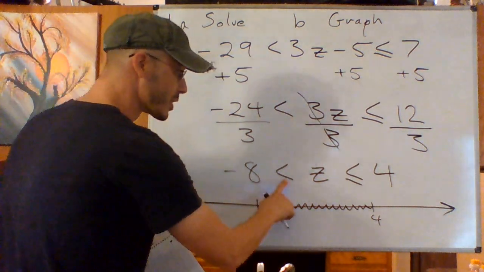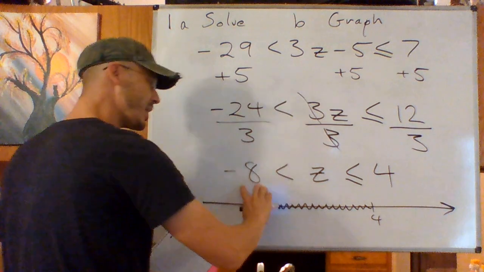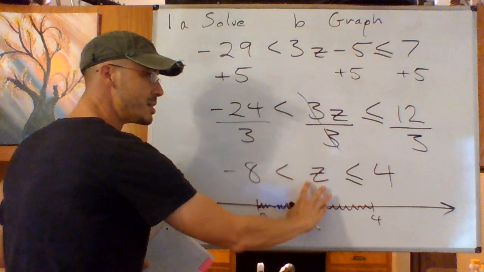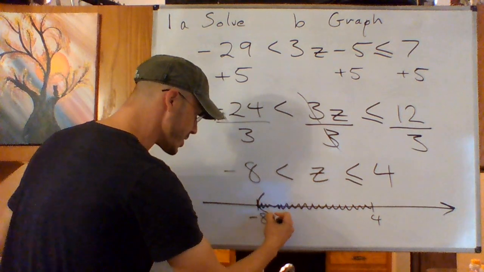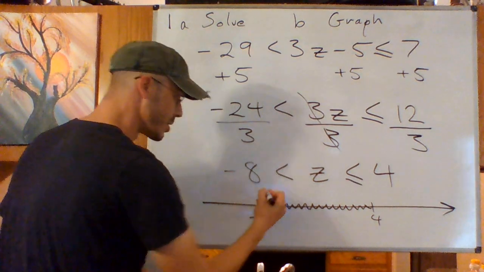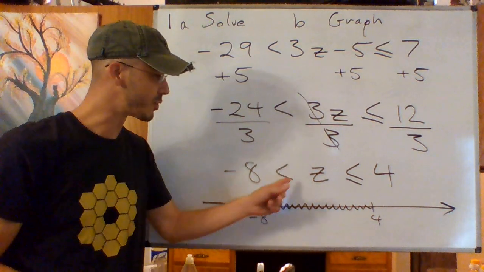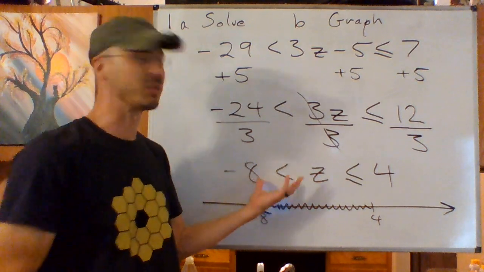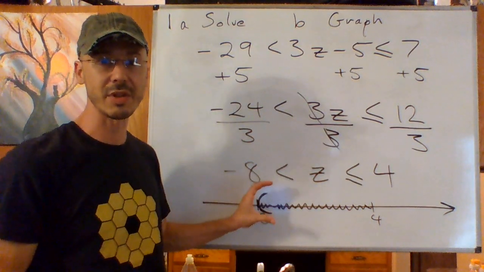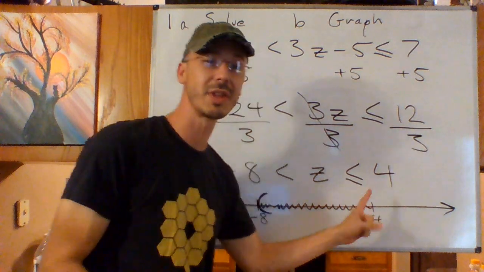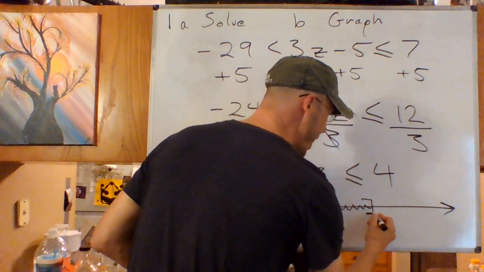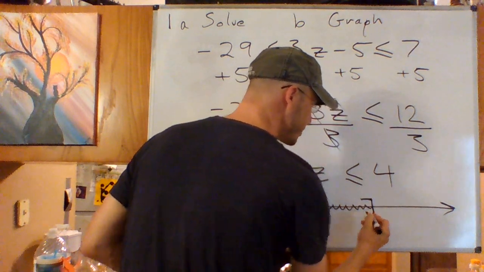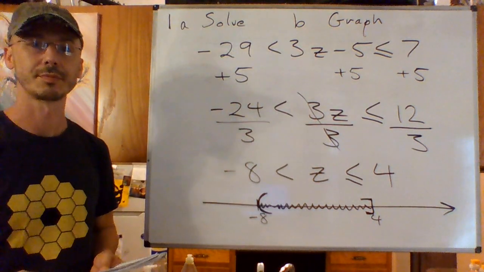For the z, -8 is less than z, but z is greater than -8, so I'm going to put a parenthesis. That's the notation for greater than or less than: parenthesis this way or parenthesis this way. But this one, at 4, is not a parenthesis, it's a bracket.